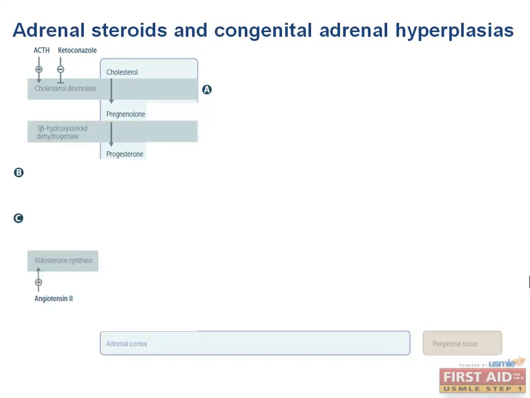There are three enzymes you must know as causes of congenital adrenal hyperplasia. They are 17-alpha hydroxylase, 21-hydroxylase, and 11-beta hydroxylase. Let's work through what effects the absence of these hormones can have by going through the diagram first. Then I'll give you an easy mnemonic to remember them. The first enzyme deficiency we'll talk about is 17-alpha hydroxylase deficiency. This is an enzyme indicated by A in the diagram.